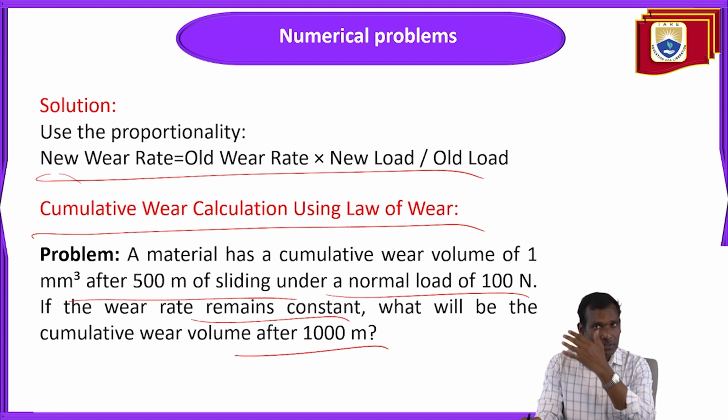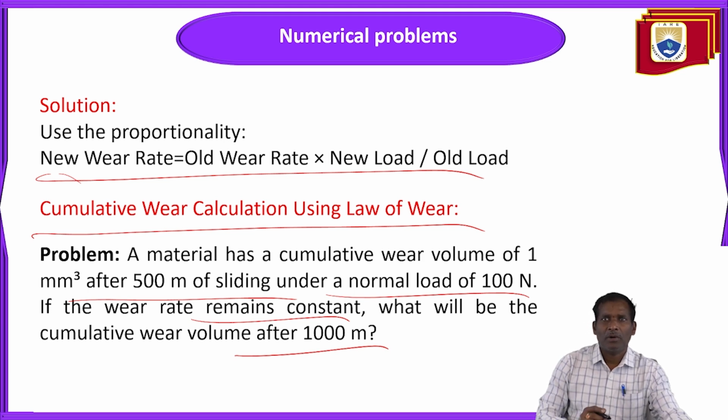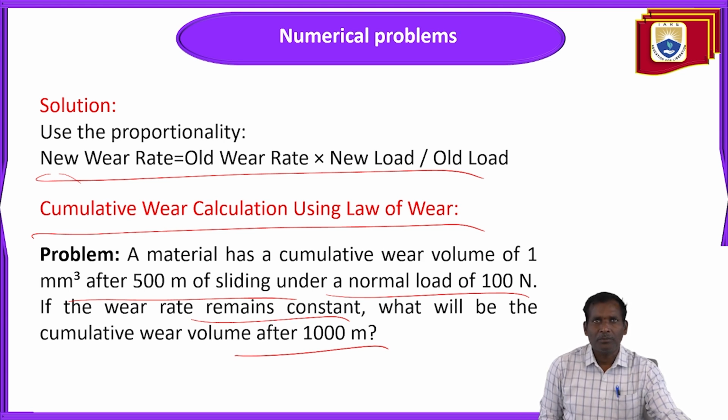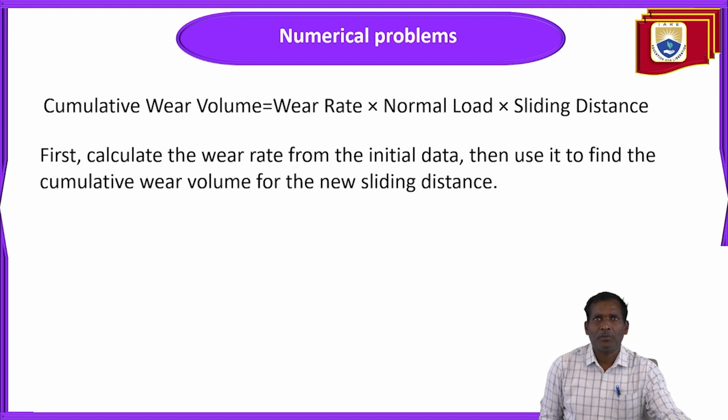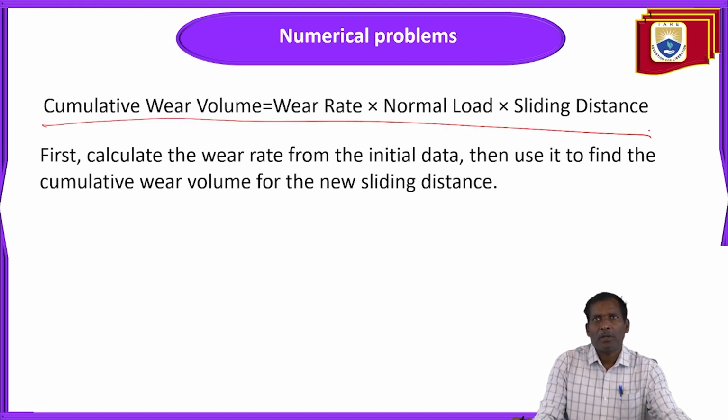The normal load is 100 newtons. If the wear rate remains constant, he has asked what will be the cumulative wear volume after 1000 meters. So what is the wear volume? Here the cumulative wear volume calculation formula is given: wear rate multiplied by the normal load and sliding distance.